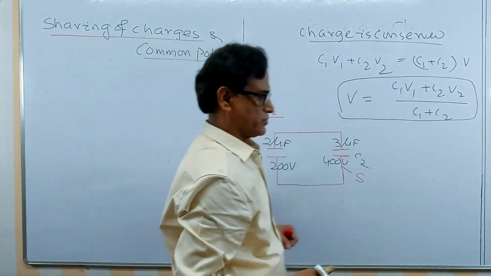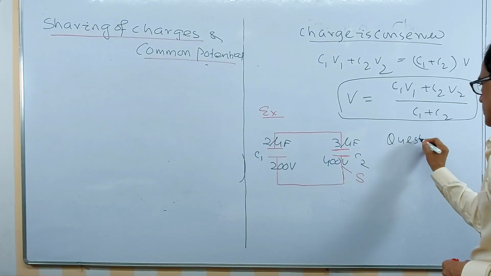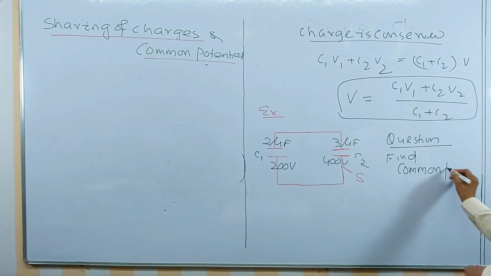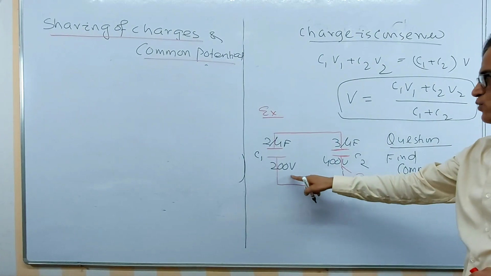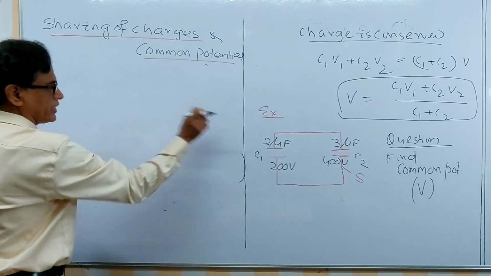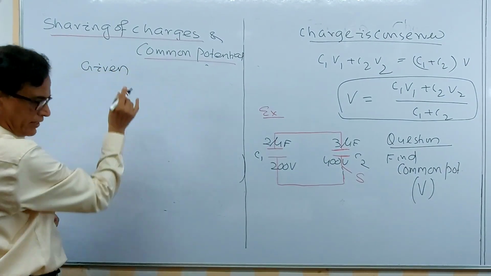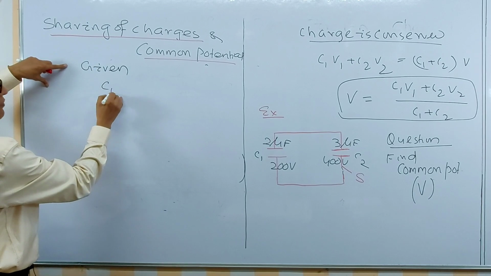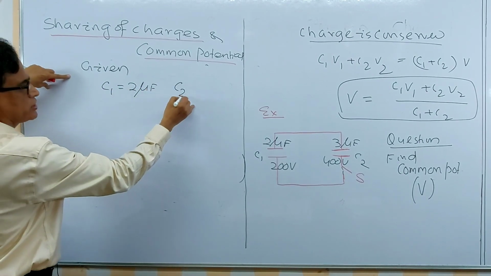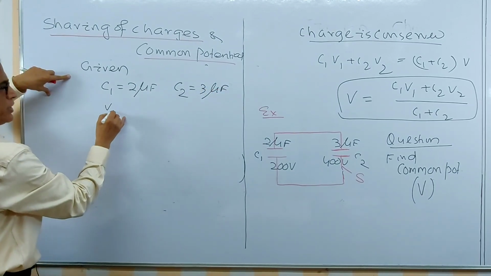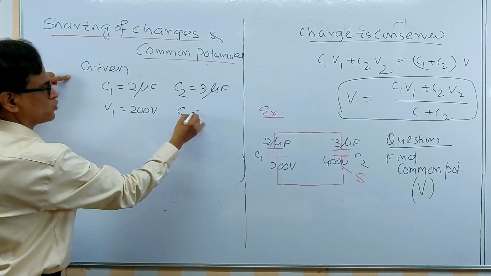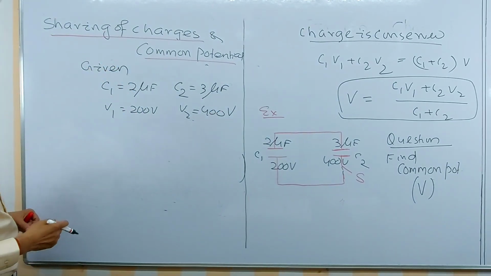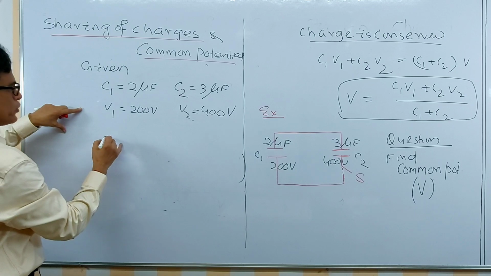Here the question is: find the common potential V. Here you can say, given C1 equal to 2 microfarad, C2 equal to 3 microfarad, V1 equal to 200 volt, V2 equal to 400 volt. Okay. Now here you have to find out the common potential V.